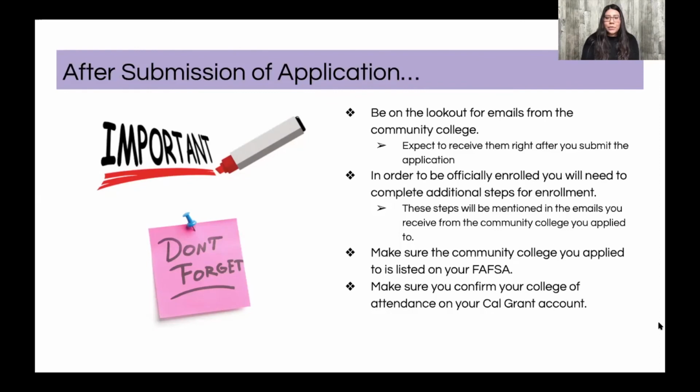Furthermore, make sure that the community college you applied to is listed on your FAFSA. This way, the community college knows if you're eligible for any financial aid, and you'll be assured money to pay for tuition or books or whatever else they may provide you with. And then lastly, also make sure that you do confirm your college of attendance on your Cal Grant account, which is California State Aid. So this is another resource to provide you with more financial aid if you are eligible.